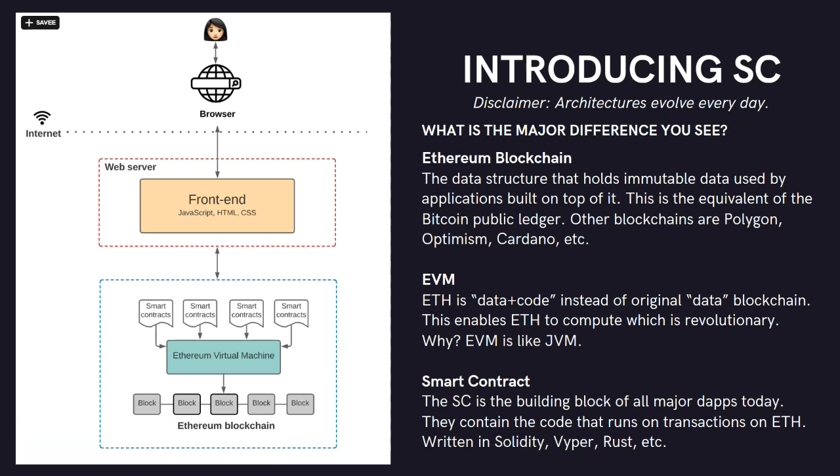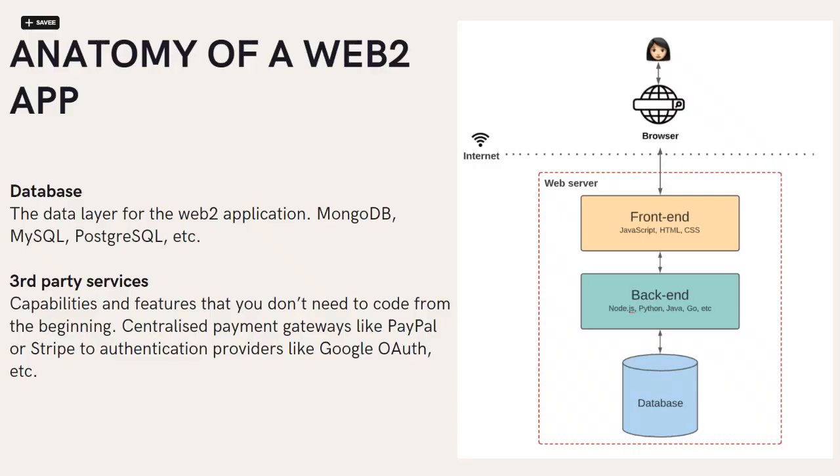Again, a disclaimer before I start this: architectures evolve every day because the Web3 ecosystem is an evolving field. But what we present here is supposed to be generally true. It may not always be true, but it depends on the use case that you are trying to build for. Now, one question I want to ask is, what is the major difference that you see here versus what we have seen before?